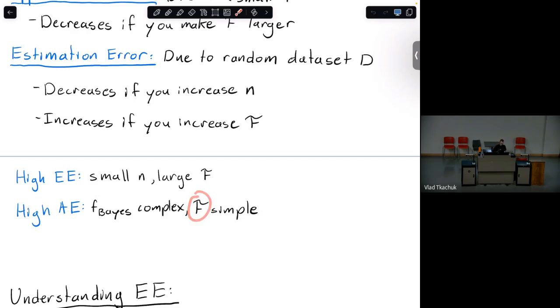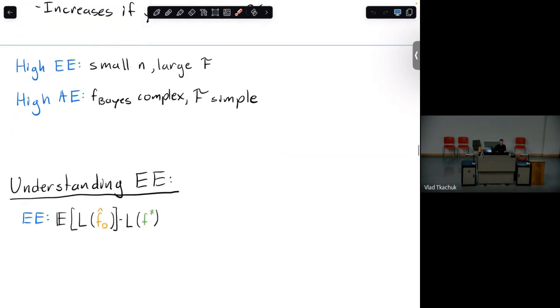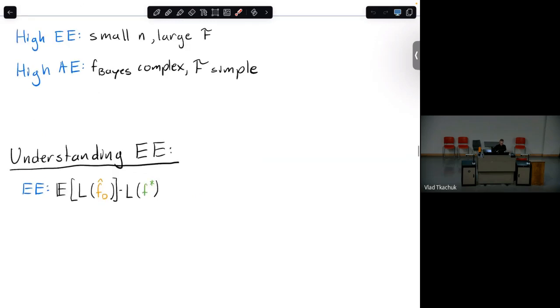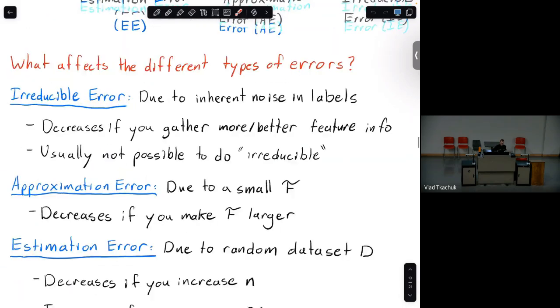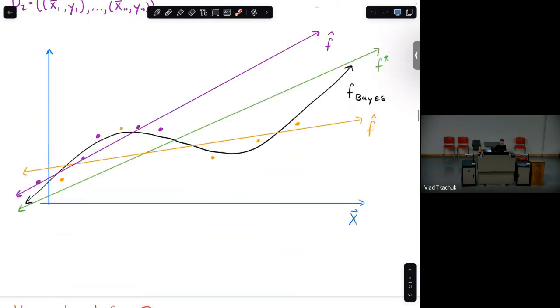So the choice of this really depends on how complicated f base should be for your problem case. Okay, and then I'm going to give you one plot, but before giving the plot, it might not be obvious why this term should get smaller as n increases, and why it should get larger as f increases. Just remember two things.